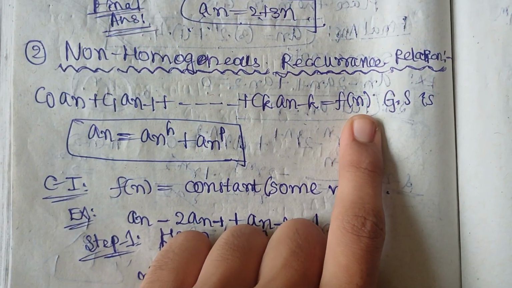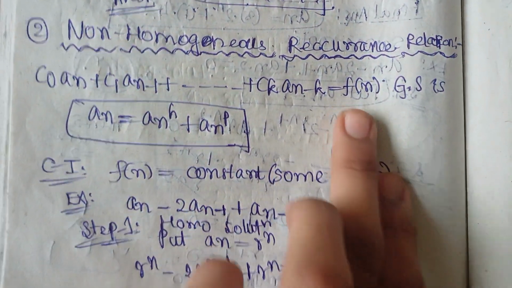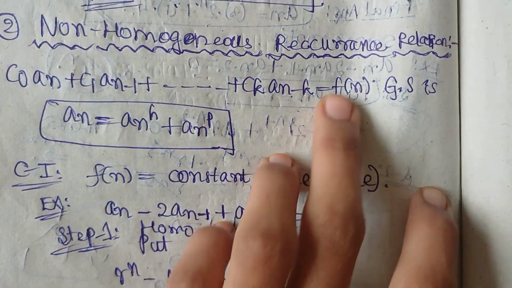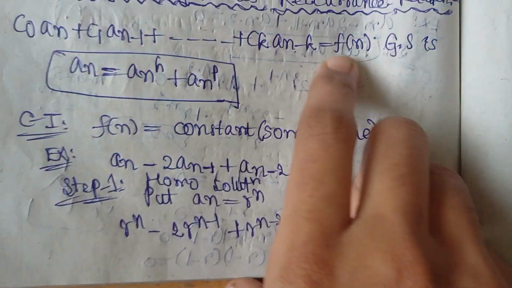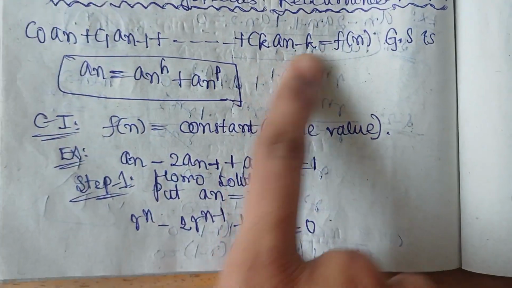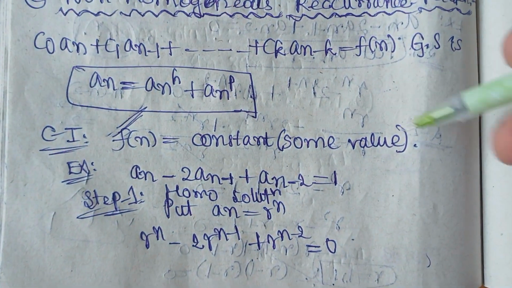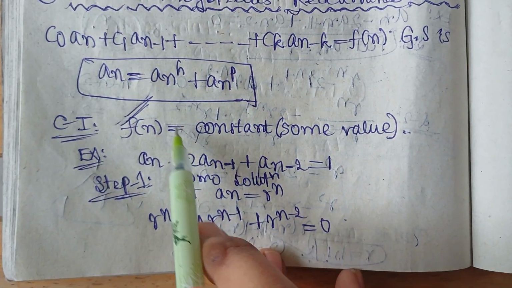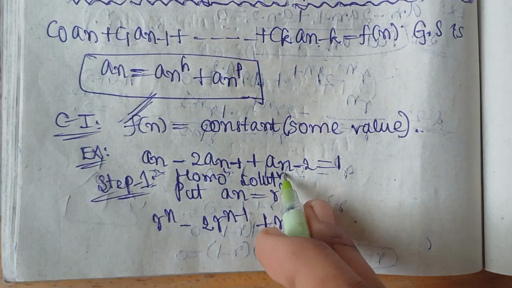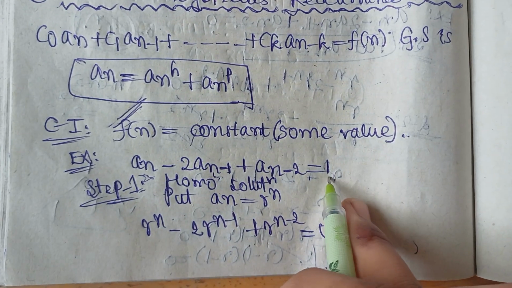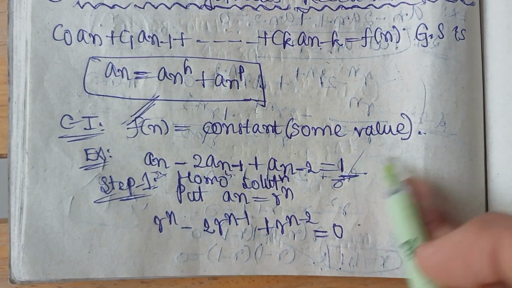Whenever f(n) is equal to some constant value, like 1, 2, 3, that is case 1. Let us consider an example where f(n) is a constant value. Here you have an minus 2 an-1 plus an-2, which is equal to 1, which is nothing but a constant value in the place of f(n).